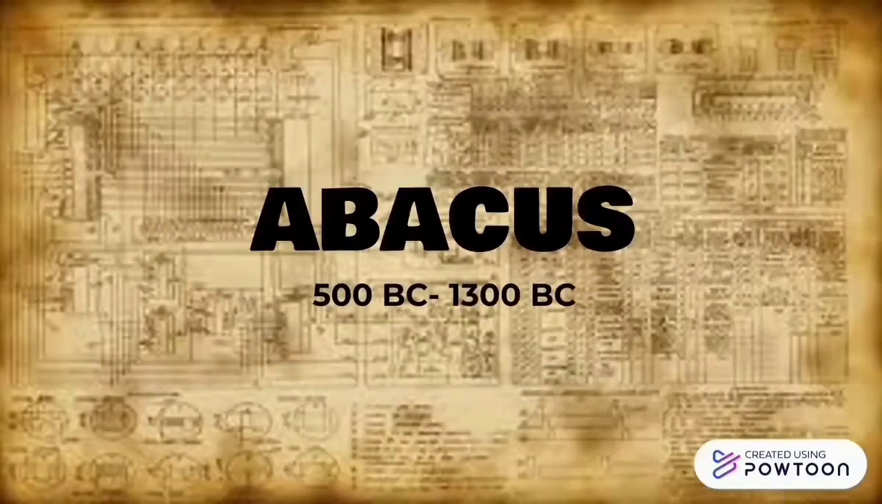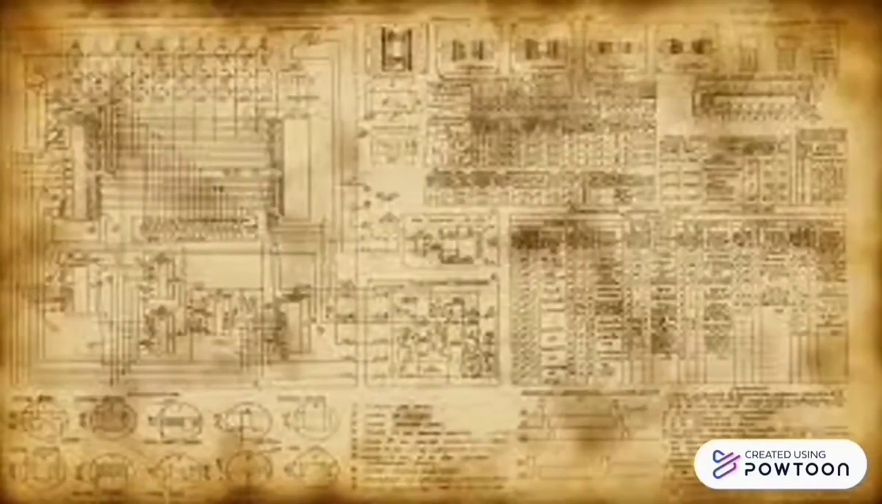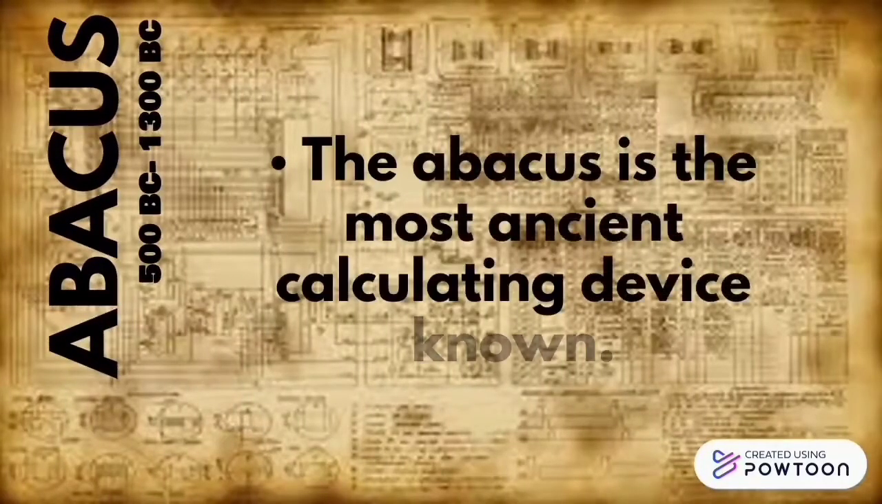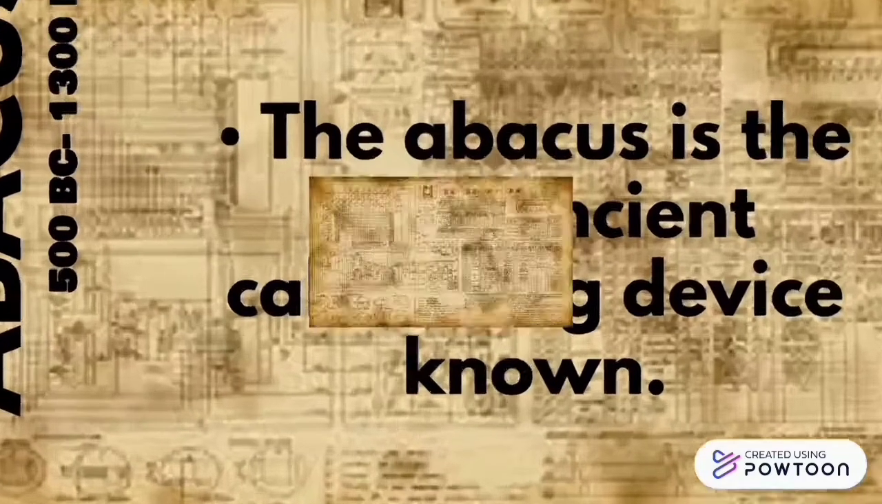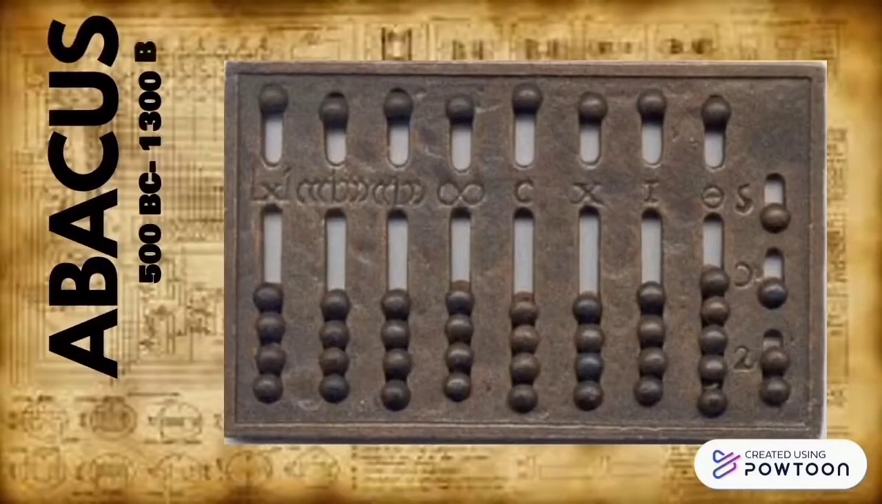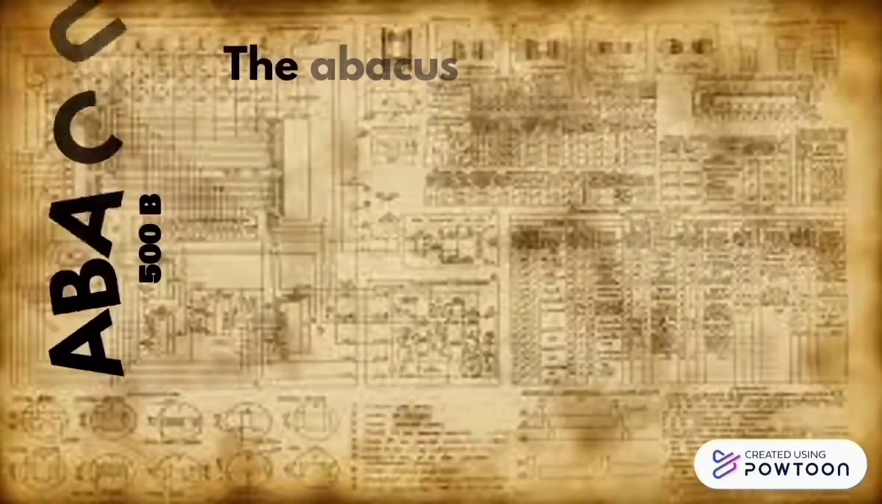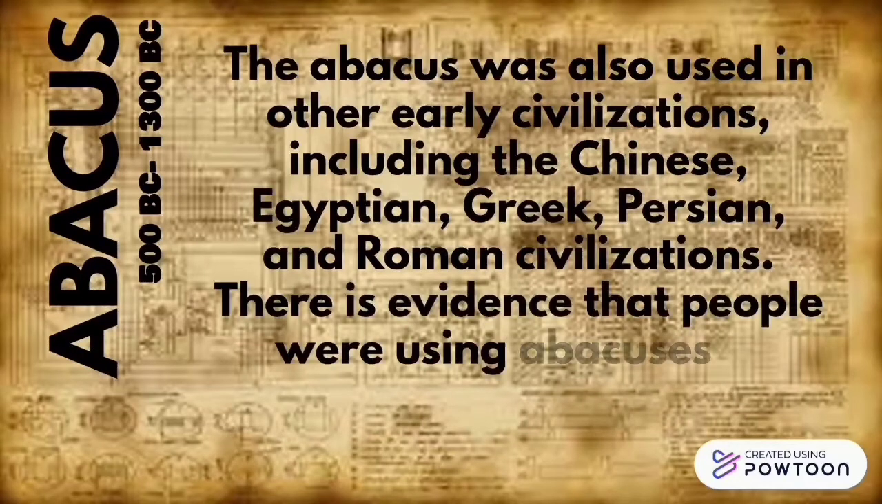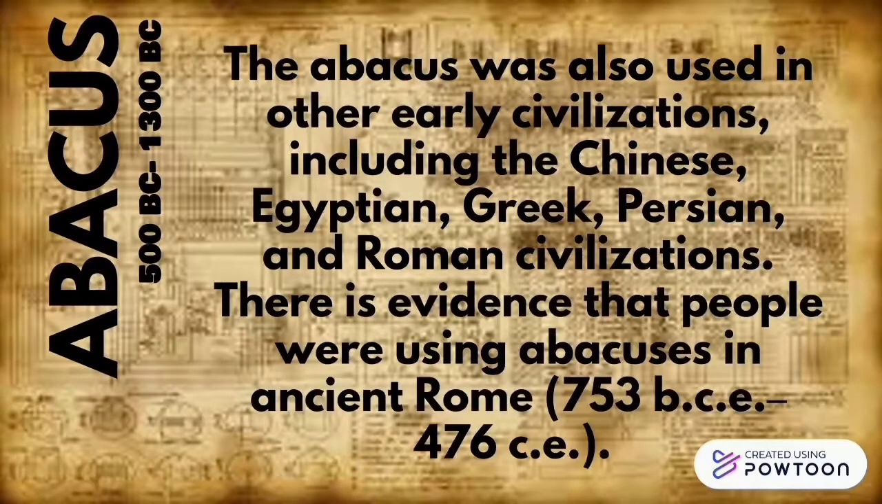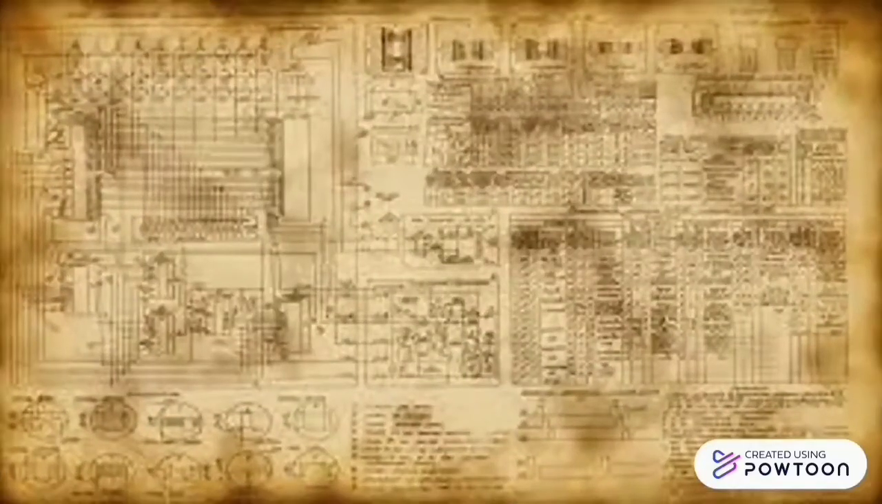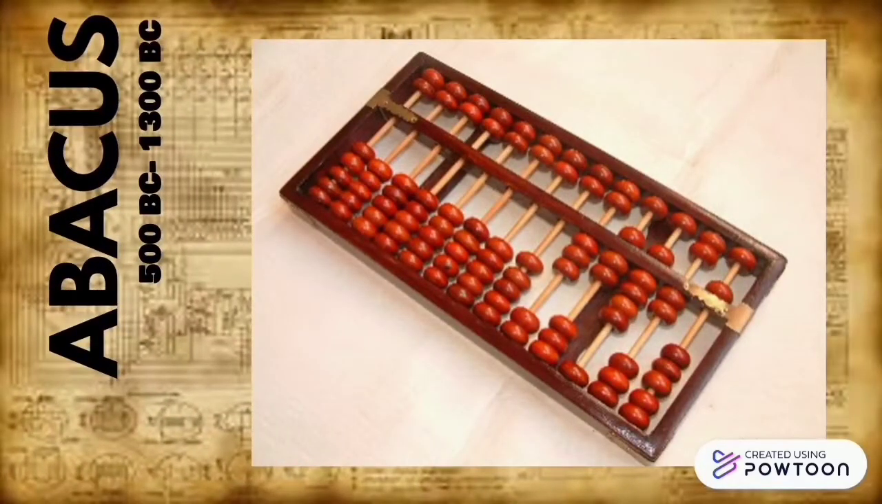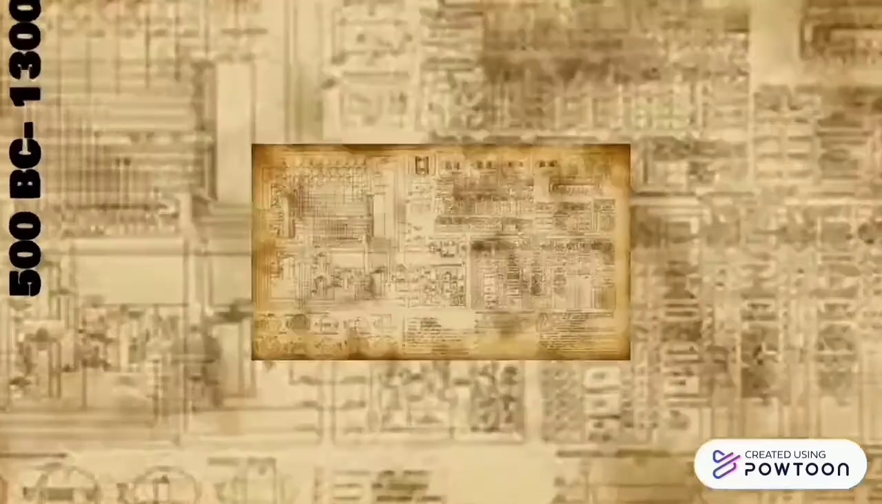The abacus is the most ancient calculating device. It has endured over time and is still in use in some countries. It is still unknown who built the first abacus and when it was built. There is evidence of the abacus used in Mesopotamia going back as early as 2700 BC for use of their sexagesimal numbering system. The abacus was also used in other early civilizations including the Chinese, Egyptian, Greek, Persian, and Roman civilizations. There is evidence that people were using abacuses in ancient Rome.